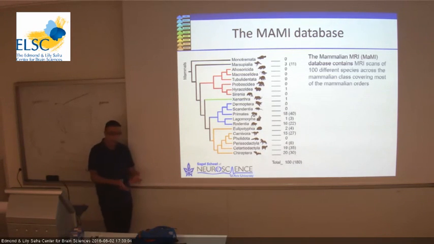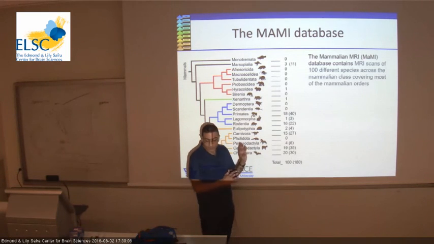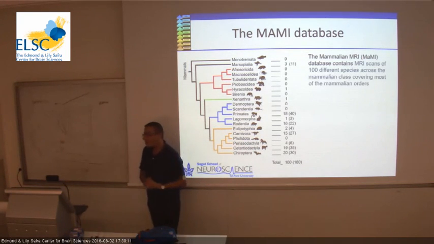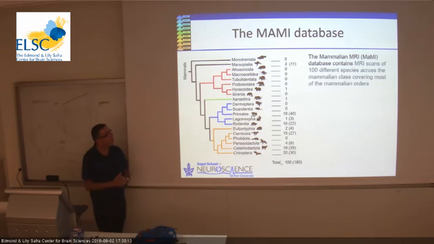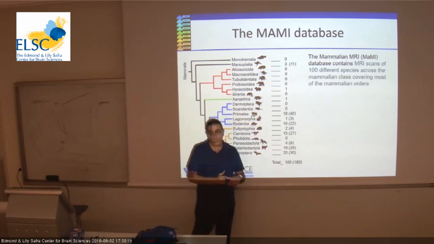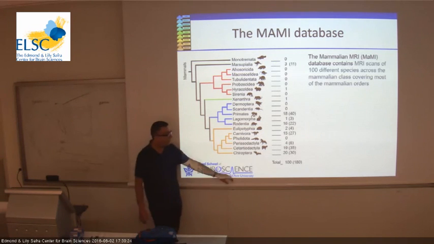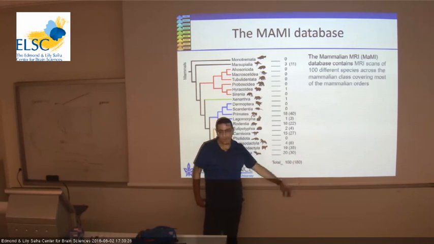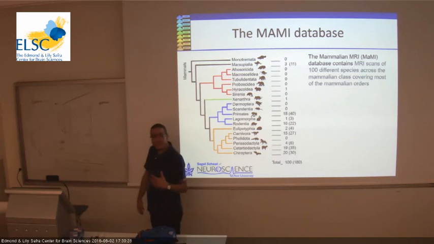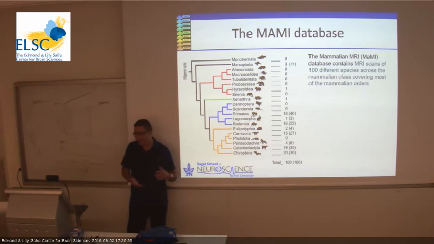So we have a method of measuring the connection. Just to say before that, this is what we call the MAMI database, the mammalian MRI database, which is now about 100 different species that we have collected with a lot of replicas, so altogether about 180 different samples. Just to say, none of the animals was killed for this study. All of them died for other purposes not related to us.